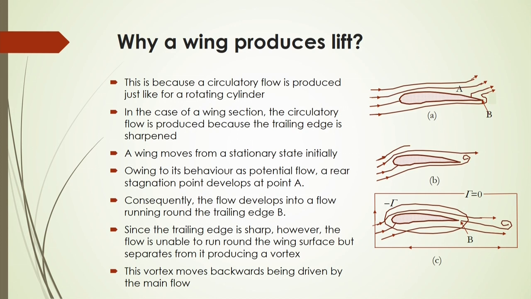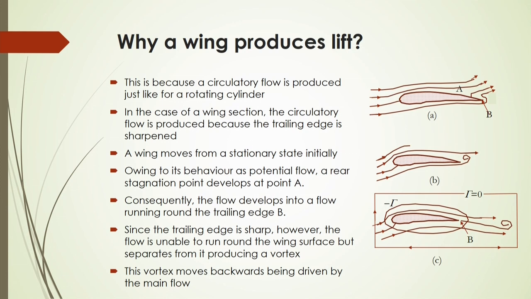And in the case of a wing section, the circulatory flow is produced because the trailing edge is sharpened. Now, in that case the wing moves from a stationary state initially, and owing to its behavior as potential flow, a rear stagnation point will develop at point A. And you will see that because of that the flow develops into a flow running round the trailing edge B. Since the trailing edge is sharp at that point, the flow is unable to run round the wing surface, but separates from it, producing a vortex there, and this vortex moves backward, being driven by the main flow.